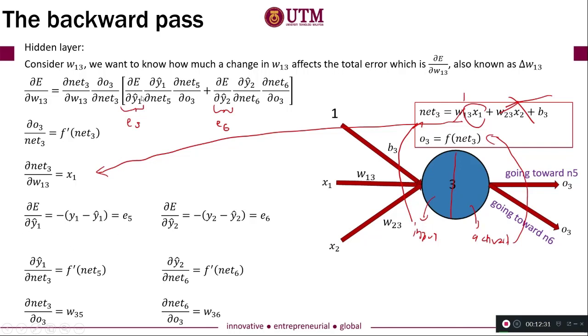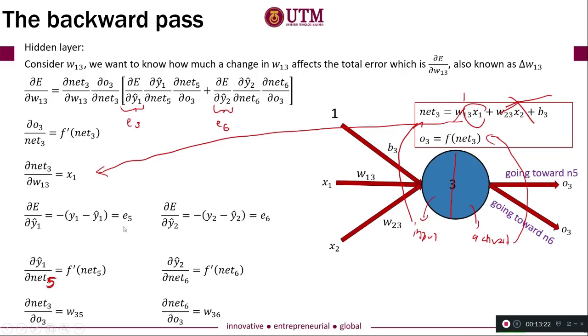So now to find del Y hat 1 over del net 5. Sorry, this one should be 5 there, it's not 3. Of course, this comes from the previous one as well. If you want to find del Y1 hat over del net 5, that is the derivative of the activation function inside neuron 5, where the input is net 5. It comes from the output layer derivation that we did before, when we wanted to find the gradient of every parameter involved in a neuron inside the output layer.